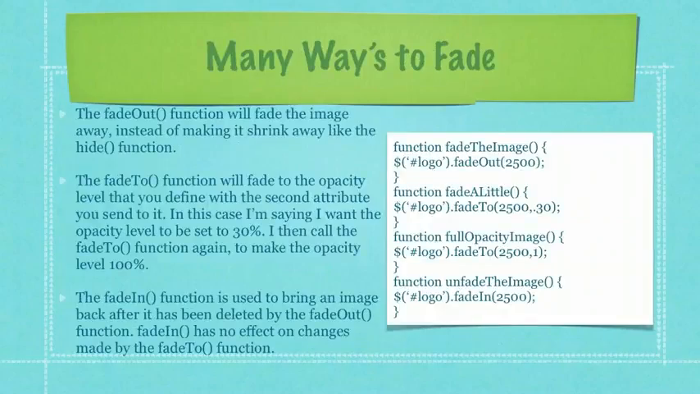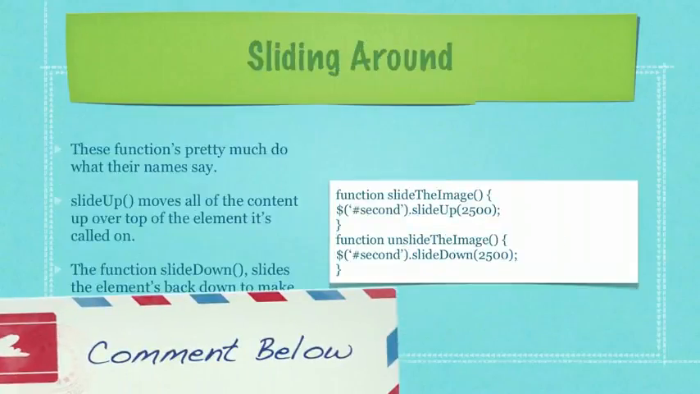The fadeOut function will fade the image away instead of making it shrink away like the hide function does. The fadeTo function will fade to the opacity level that you defined with the second attribute you sent to it. In this case, I'm saying I want the opacity level to be set to 30%. I then call the fadeTo function again to make the opacity level 100%. The fadeIn function is used to bring an image back after it has been deleted by the fadeOut function, and fadeIn has no effect on changes made by the fadeTo function. These functions pretty much do what their names say.